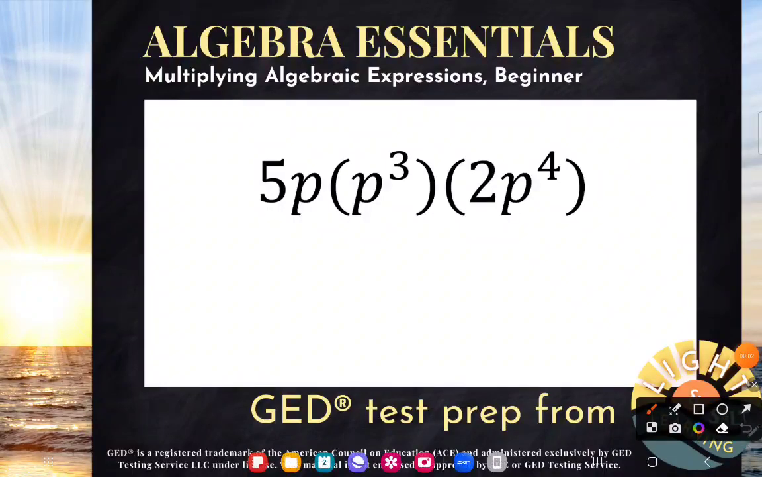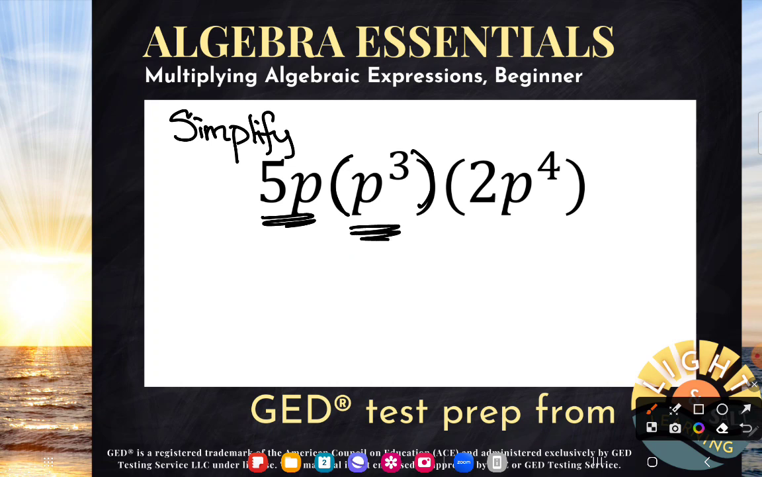Hey, algebra students. So really, the most important skill to do this example is literally just not to get intimidated. First of all, I should have had directions for you. This would probably say something like simplify or multiply or find the product, because all this is three big ugly numbers multiplying. I have 5p multiplying with p cubed, multiplying with 2p to the fourth power.